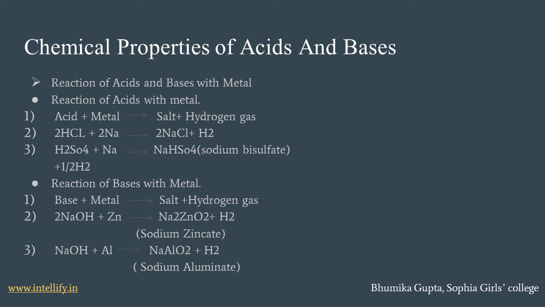Now we will move to the chemical properties of acids and bases. What happens when we react acids and bases with metals? First we will discuss the reaction of acids with metals. When acid reacts with metal, hydrogen gas is liberated and we get salt as a product. Let's take a reaction to understand this. When 2 moles of HCl react with 2 moles of sodium, we get 2 moles of sodium chloride and hydrogen gas as a product.